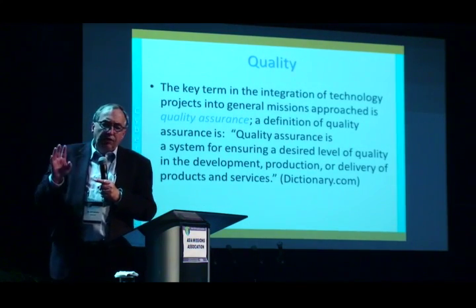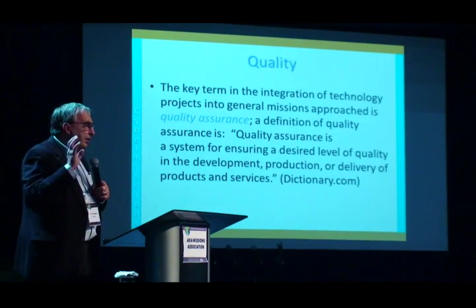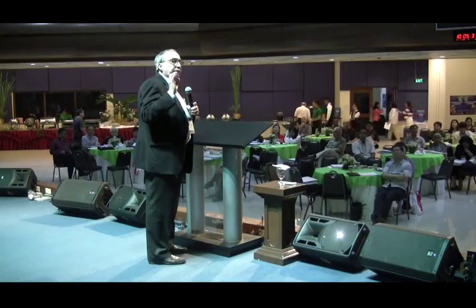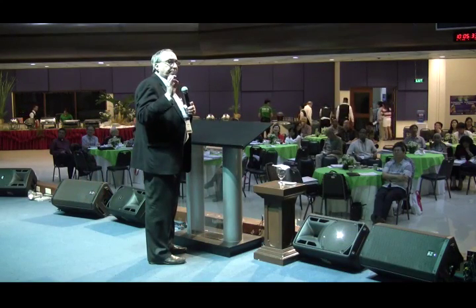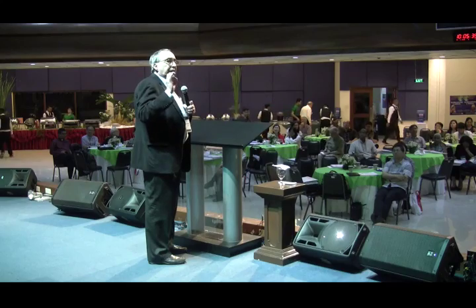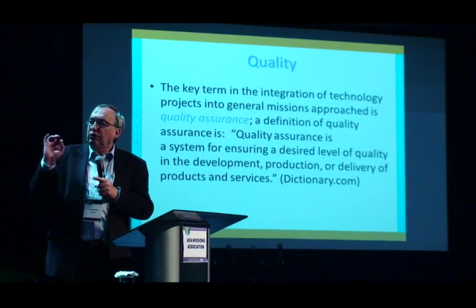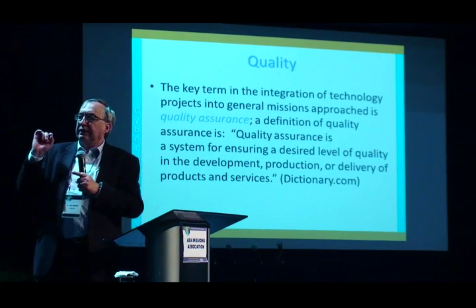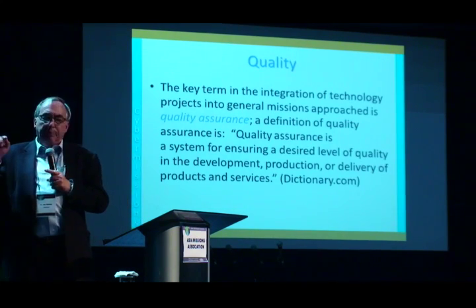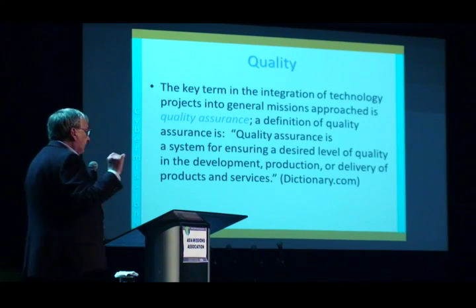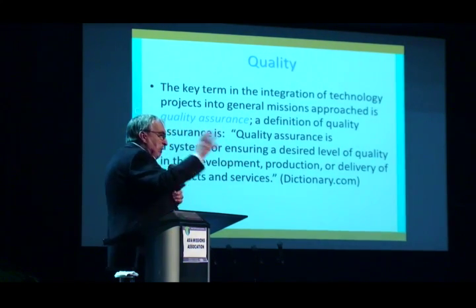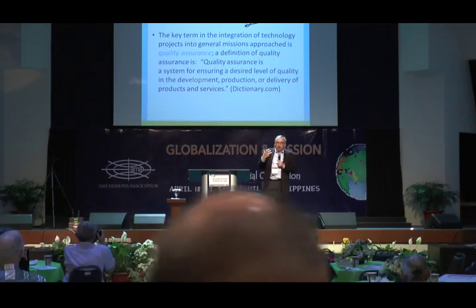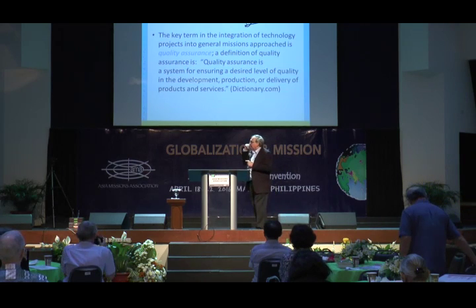Okay, now in technology, the key term is this thing called quality assurance. The key term in the integration of technology projects into general missions approach is quality assurance. A definition of quality assurance is, quality assurance is a system for ensuring a desired level of quality in the development, production, or delivery of products and services. If you don't have quality in technology, you have a mess. You have a nightmare. You spend money and it all gets burned up and it doesn't work. So we have to think about, how do we do this well? Next slide.